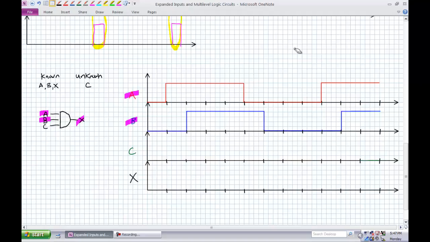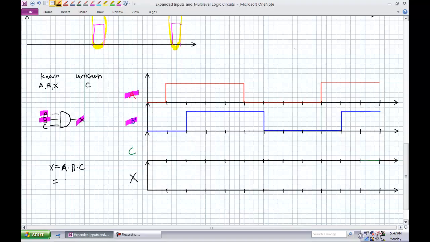What does the output look like? And that's the thing, you might think you have a signal on C, but in reality you have a ground. What would the output look like? I mean, think about the expression. X is equal to A ANDed with B ANDed with C.